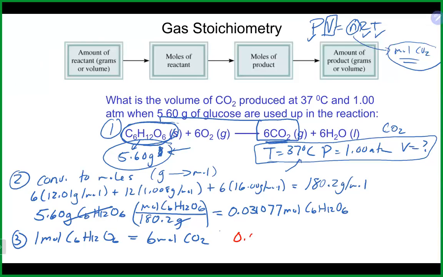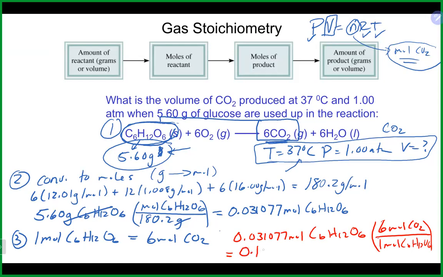We go with 0.031077 moles of C6H12O6 using our mole to mole relationship from the equation. For every 1 mole of C6H12O6, we get 6 moles of CO2. And at this point, we will times that by 6. And we could kind of clean it up at this point to maybe 0.186 moles of CO2. So up until this point, it's really just a basic stoichiometry problem like we've done before.